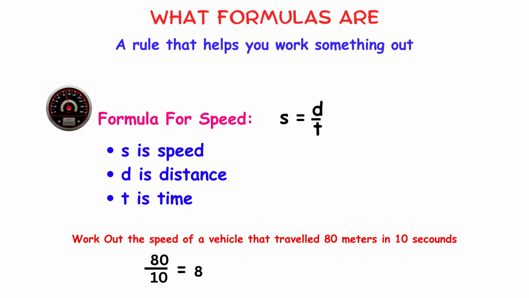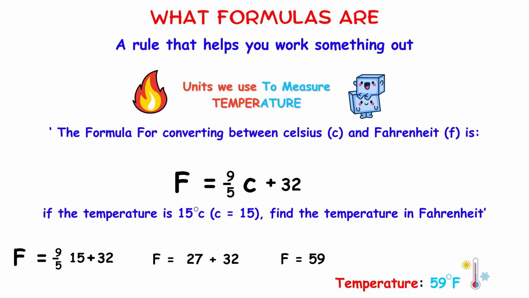Now, that's pretty much all there is to formulas, but sometimes they might look a bit more complicated. So let's have a go at a slightly trickier one. The formula for converting between Celsius and Fahrenheit is F equals 9/5 C plus 32. If the temperature is 15 degrees Celsius, so C is 15, find the temperature in Fahrenheit.